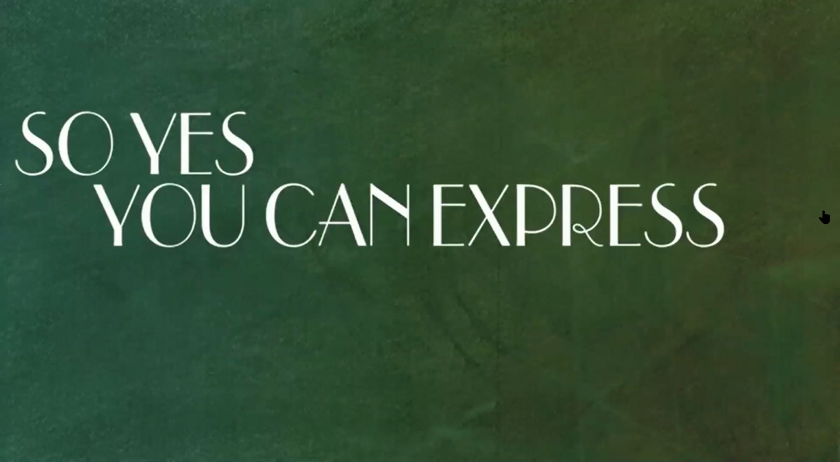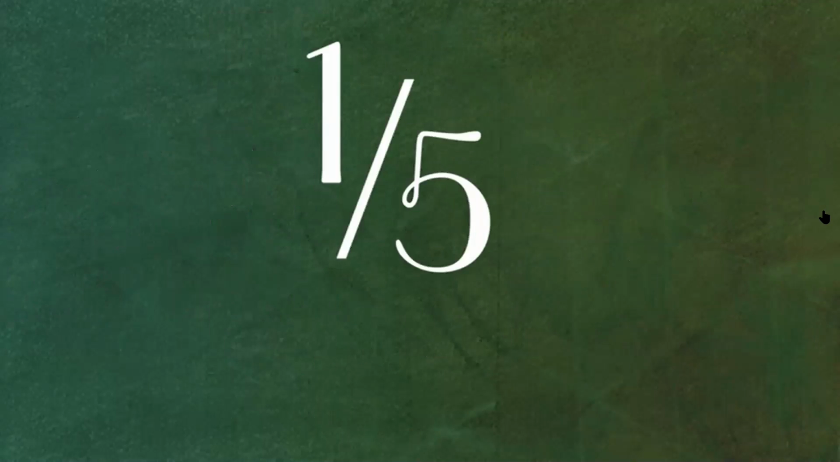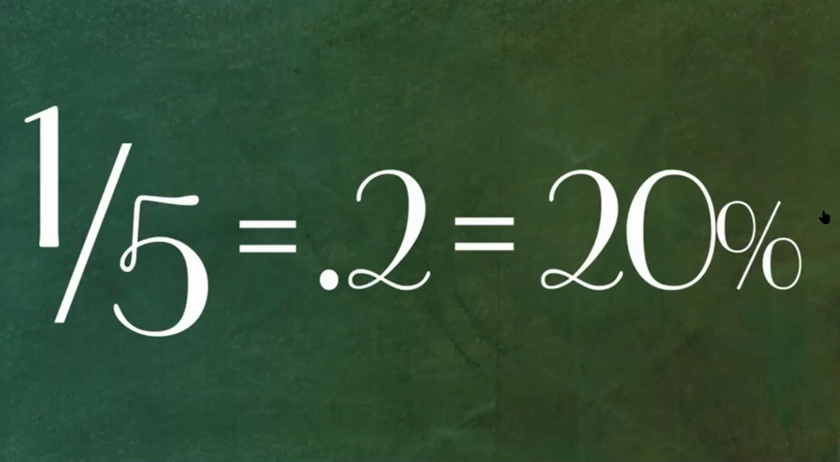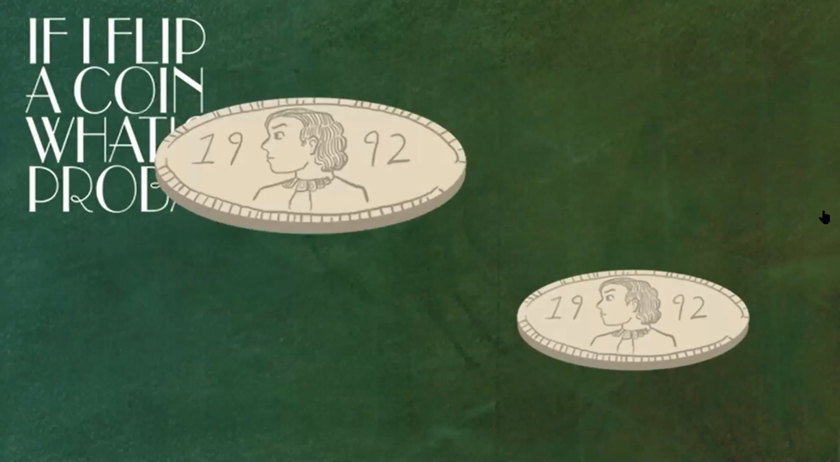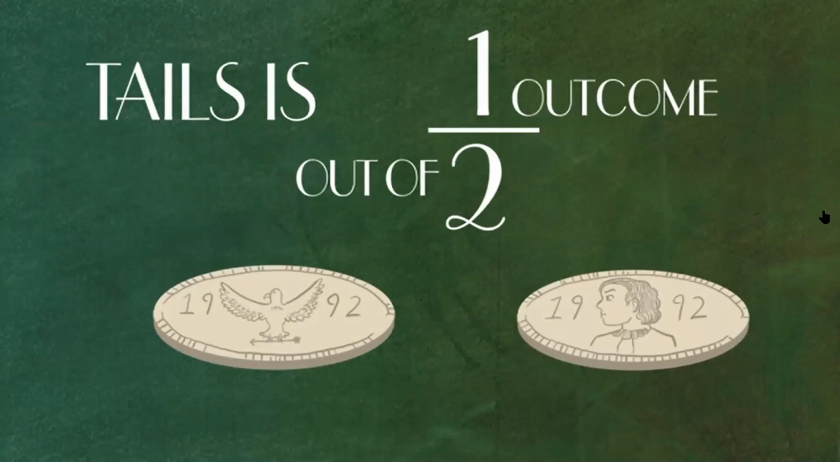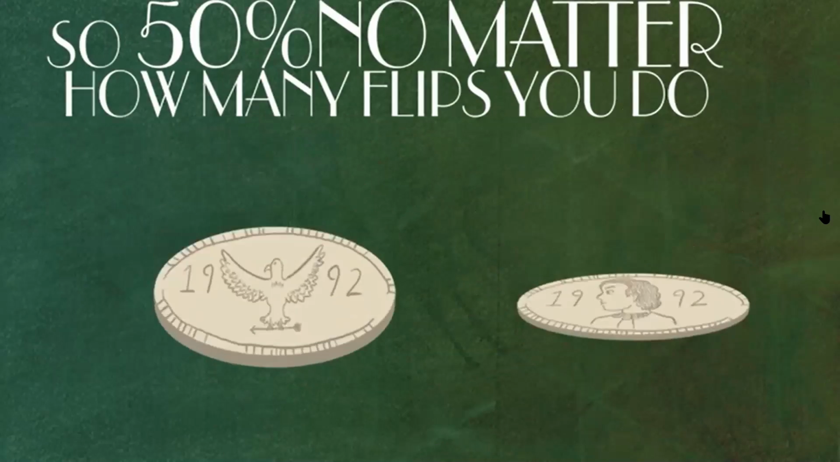So yes, you can express probable action as a decimal percentage or as a fraction. 1 out of 5 probably not gonna occur. That's 0.2 or a 20% chance, you heard? If I flip a coin, what's the probability of getting tails? Well, that's 0.5, you feeling me? Tails is 1 outcome out of 2, so 50% no matter how many flips you do.